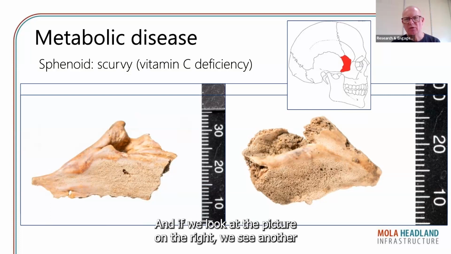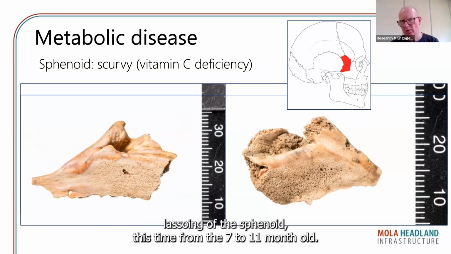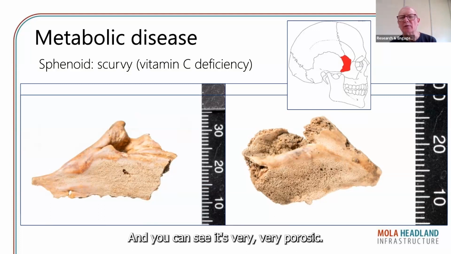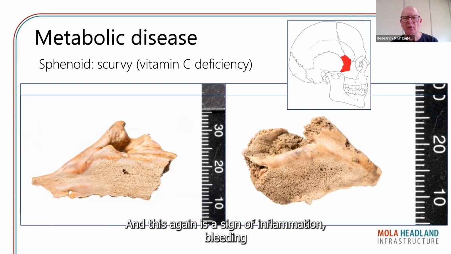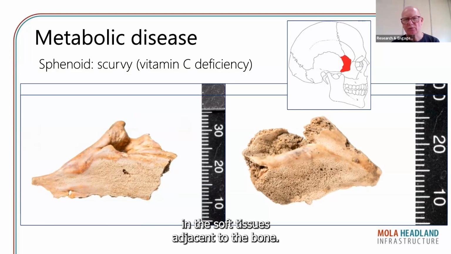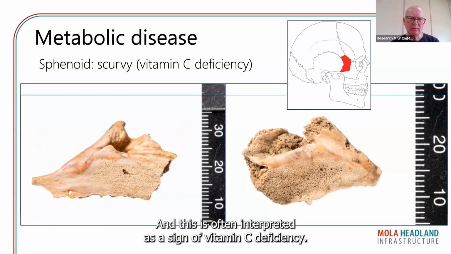If we look at the picture on the right, we see another lesser wing of the sphenoid, this time from the 7 to 11 month old. You can see it's very, very porotic. And this again is a sign of inflammation or bleeding in the soft tissues adjacent to the bone. We also found changes in the orbits of the skull and on the top of the cranium that were similar in fashion to these changes. This is often interpreted as a sign of vitamin C deficiency.